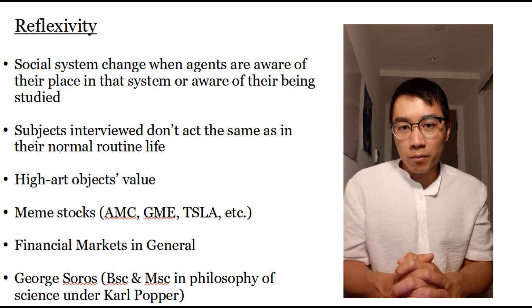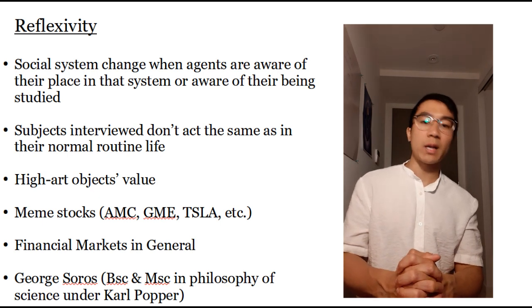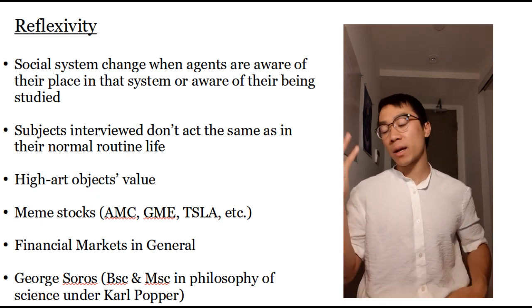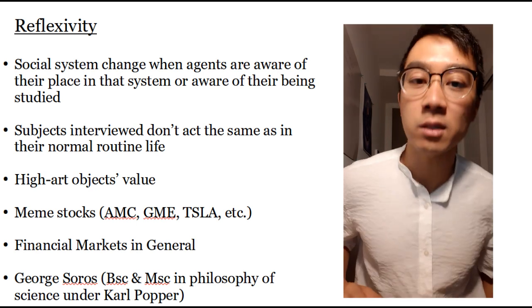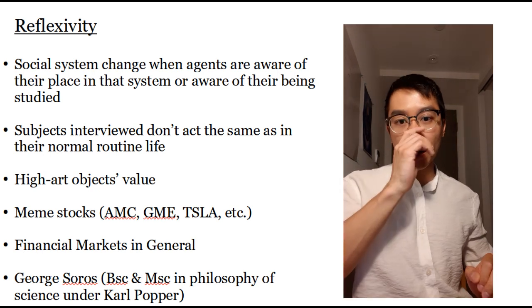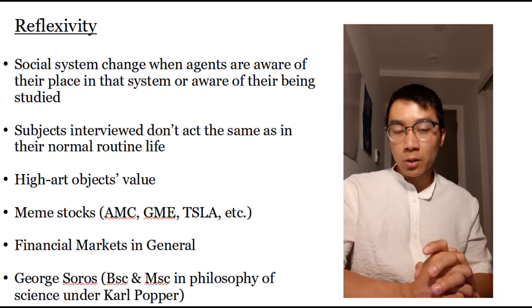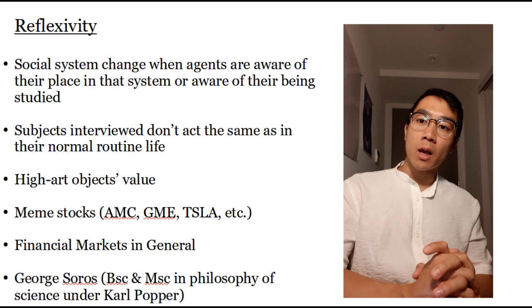To use some hopefully really intuitive examples, consider high art objects as values. Let's go back to Picasso, let's go back to Rembrandt, let's go to Leonardo da Vinci's Mona Lisa. These things have value because other people think they have value, and because we come to collectively agree that they have value. Look also at things like meme stocks.